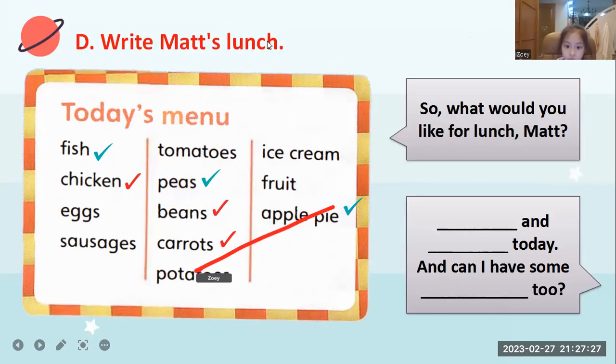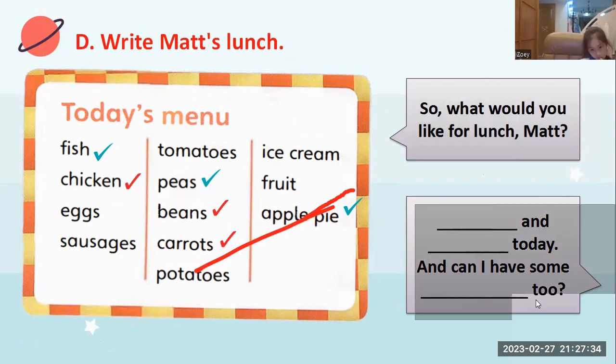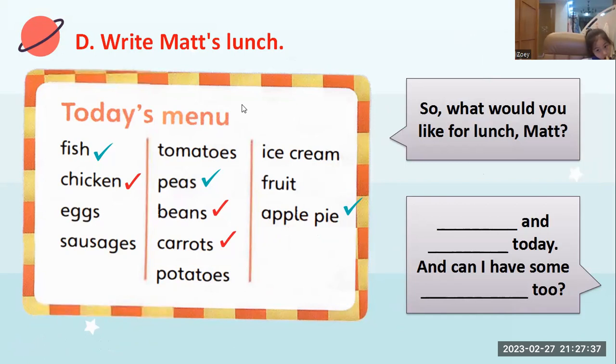Okay, I want you to write Matt's lunch. So what would you like for lunch, Matt? Okay, you write it here, Zoey. Remember, blue is Matt's lunch. Blue tick are Matt's lunch. So you write it here, Zoey. Can you please write? Hello, Zoey. Can you please write it here?